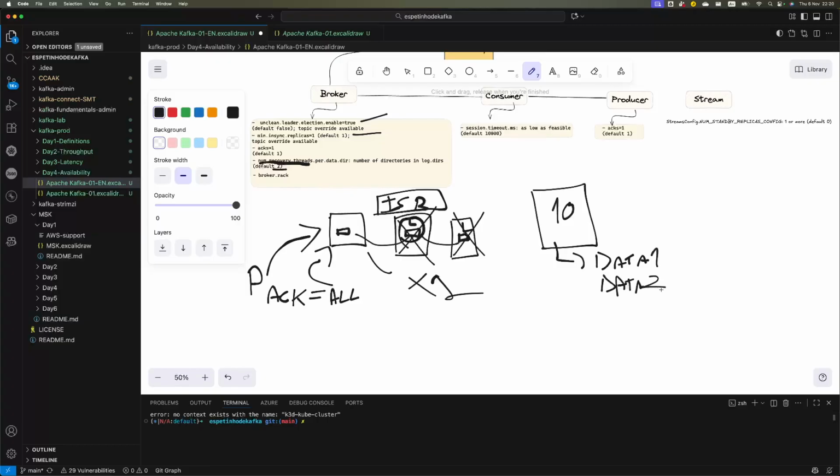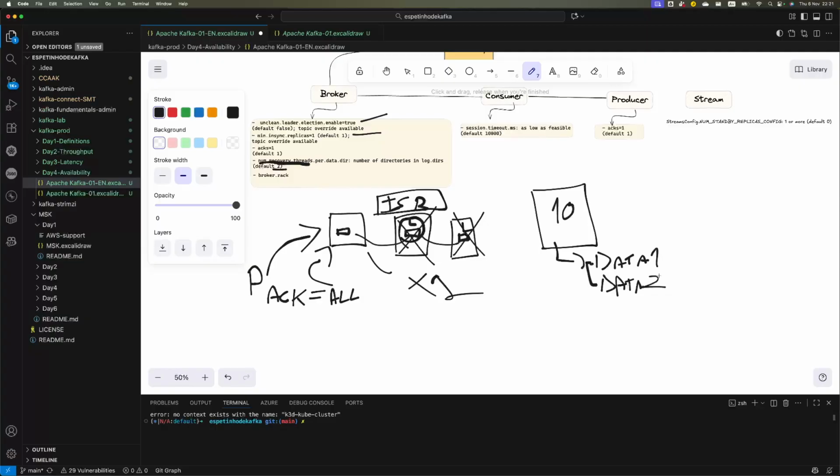Remember in the throughput discussion, right? When you want high throughput, one of the tricks is to have more than one data dir, which means more than one disk plugged into your Kafka, because you can split the IOPS across two different disks. But at the same time, you need to increase the number of recovery threads, and this 10 represents 10 per data dir.